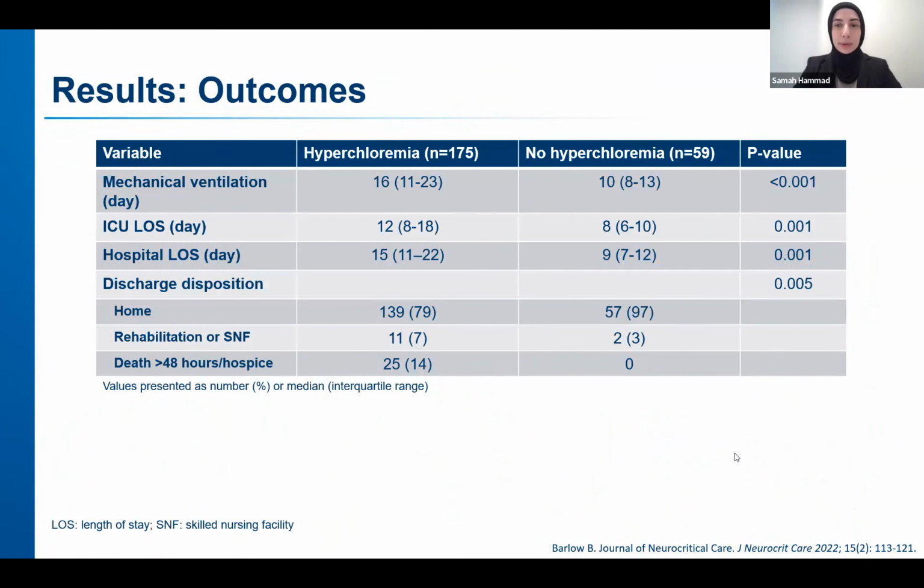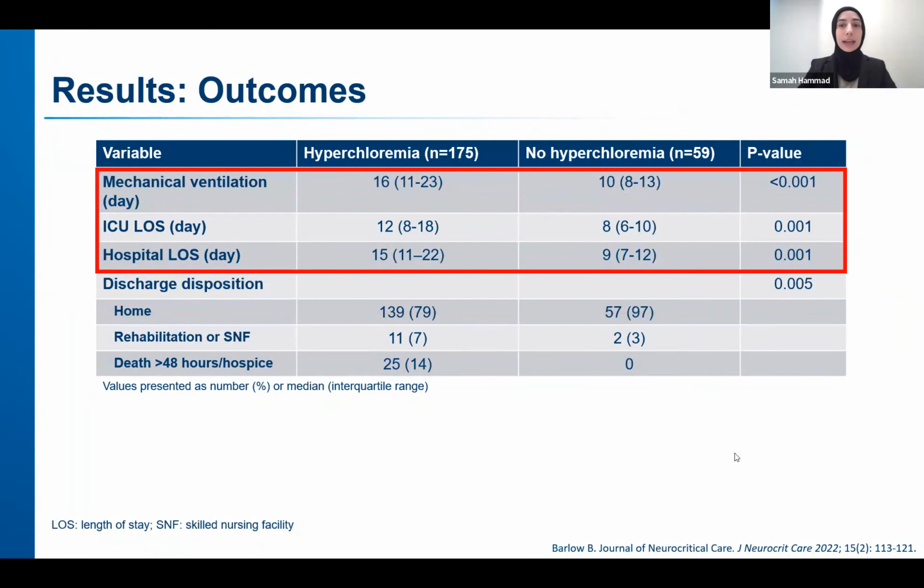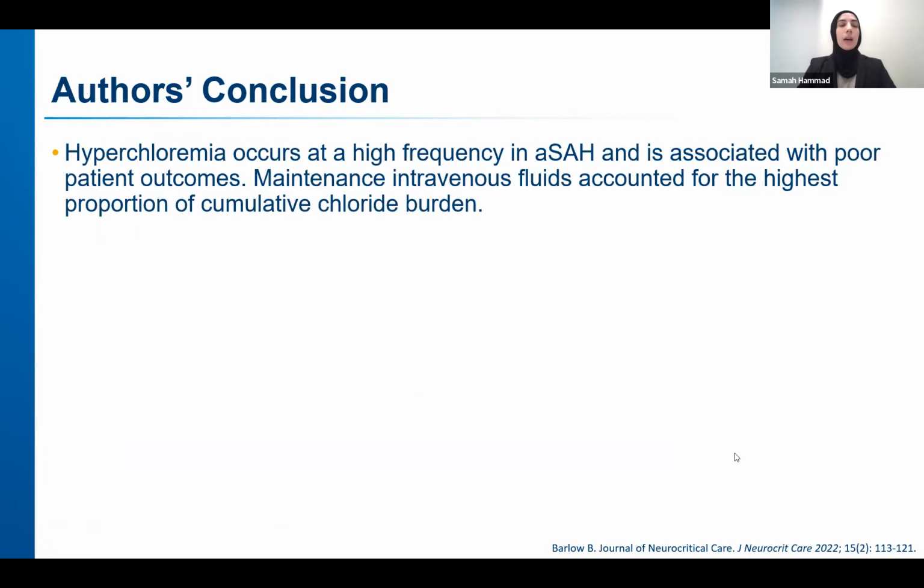Finally, the development of hyperchloremia was associated with a prolonged ICU length of stay, a longer duration of mechanical ventilation, a longer hospital length of stay, and a higher rate of hospital mortality than the patients who did not have hyperchloremia. The authors here concluded that hyperchloremia occurs at a high frequency in aneurysmal subarachnoid hemorrhage and is associated with poor patient outcomes. Maintenance IV fluids accounted for the highest proportion of cumulative chloride burden.